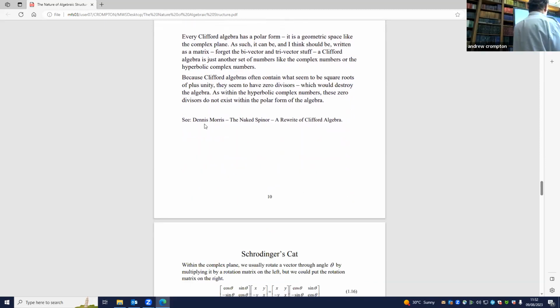Right. So basically, what I'm saying is that to be a bona fide space, you've got to have rotation. You've got to have angles. That means you've got to have trigonometric functions. The only things that have that are algebraic fields.